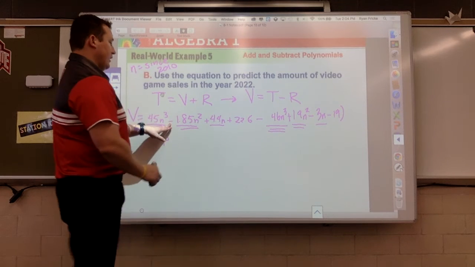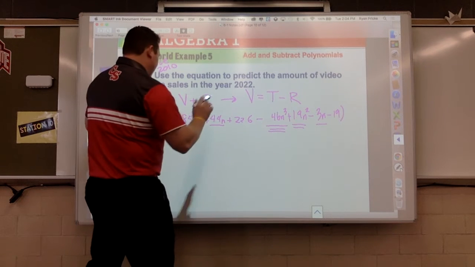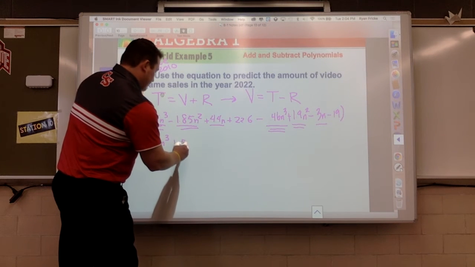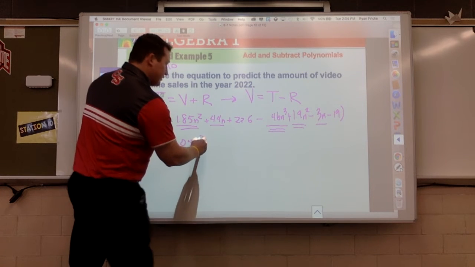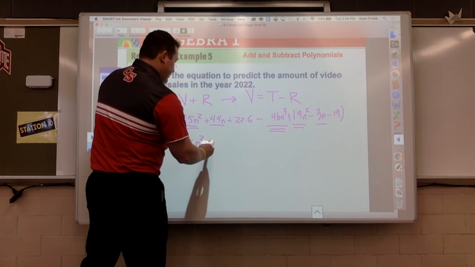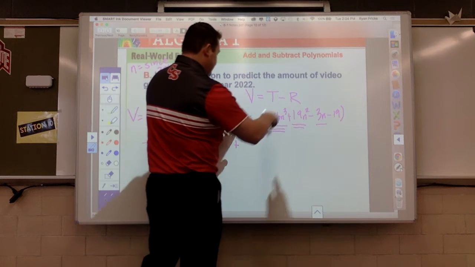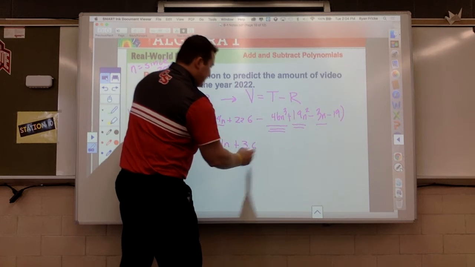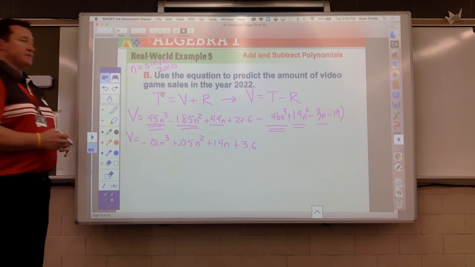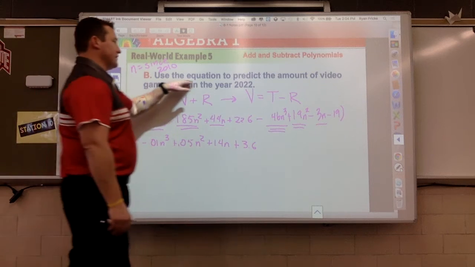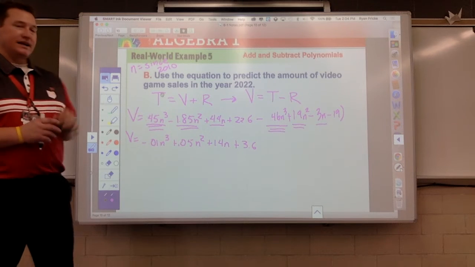Weird. Look, I'm trying to do all this in my brain power, guys. It's late in the day, but I'm feeling good. Then 0.5 n squared, plus 1.4 n, and plus, let's see, that's going to be 3.6. So again, this equals video game sales. That's what it wants: use the equation to predict the amount of video game sales in the year 2022.